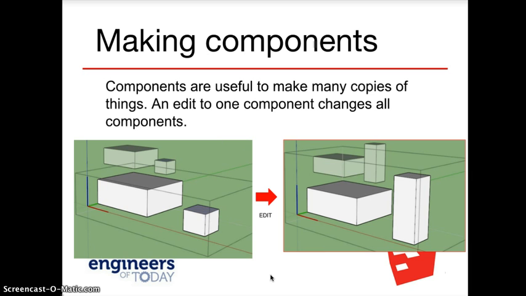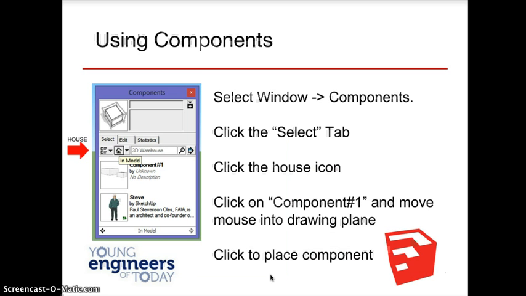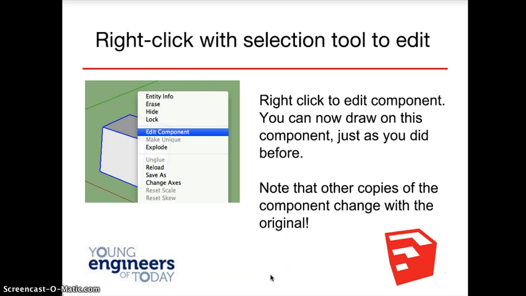Okay. Components are useful to make many copies of things. An edit to one component changes all components. Now to make a component, select all objects you want and right-click or hit G on the keyboard to name it and hit Create. Okay. Here's using the components. Right-click with the Selection tool to edit.